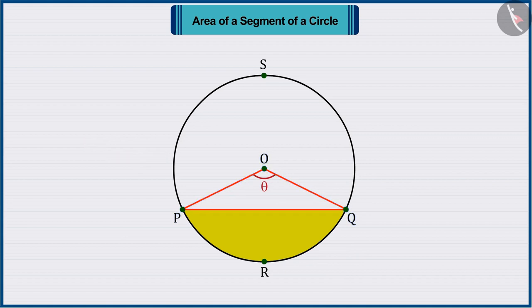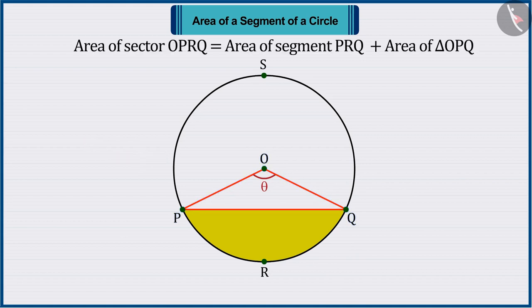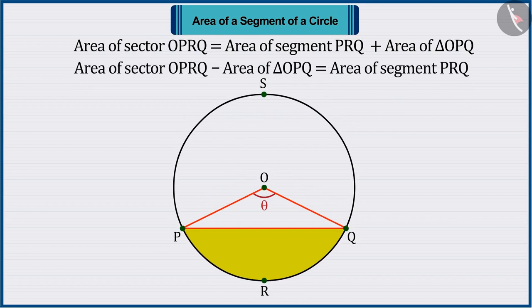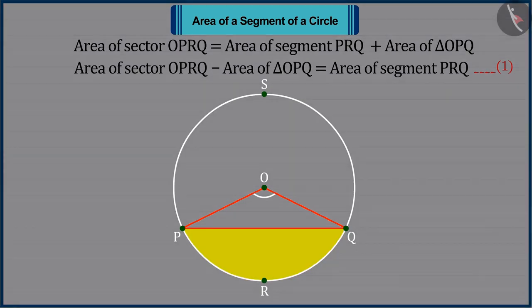Observing the figure carefully, we can say that the area of sector OPRQ is equal to the sum of the areas of segment PRQ and triangle OPQ. Since we have to find the area of the shaded region, from the area of the sector OPRQ, the area of triangle OPQ is to be subtracted, which is represented by equation 1.